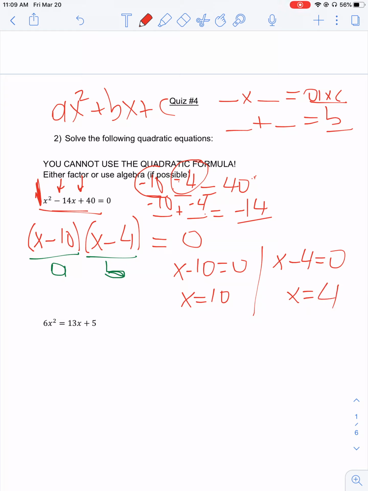Now, what does this mean? This means that if you replace this x value in your equation, then it will give you 0. So you've actually found the x-intercepts, or the roots of this function.